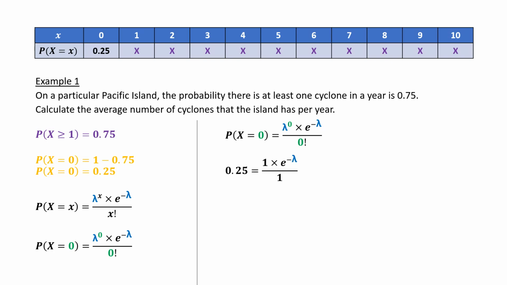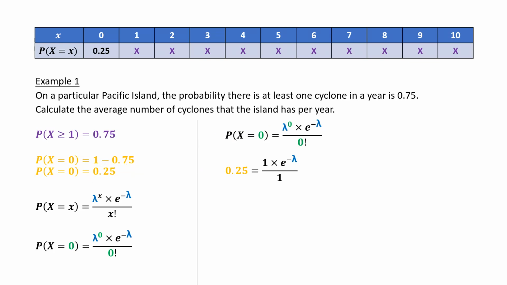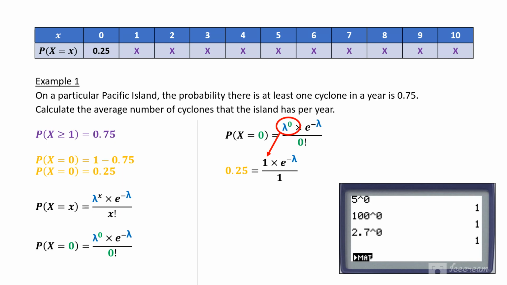The first thing to do is some substitution. We know the probability of x is 0 is 0.25, so we can put in 0.25 here. We know lambda to the power of x, but we're using x as 0, so lambda to the power of 0. Any number to the power of 0 is 1. No matter what number, 5 to the power of 0 is 1, 100 to the power of 0 is 1. So this part of the formula becomes 1.